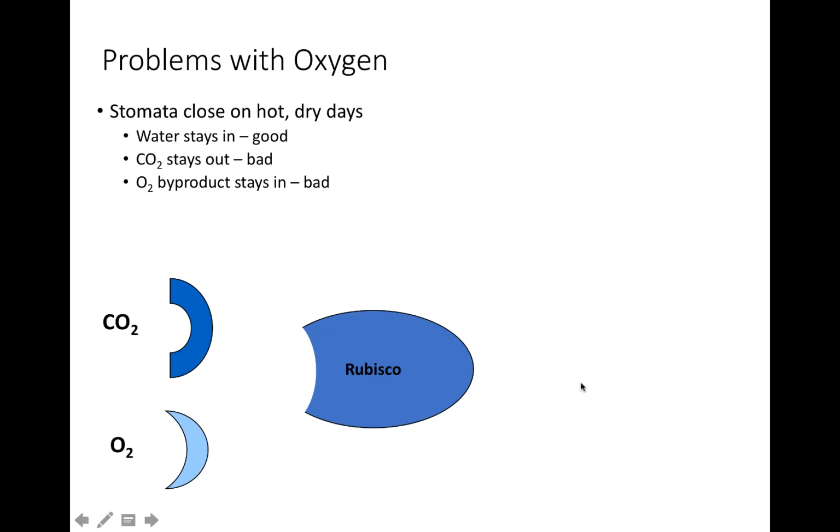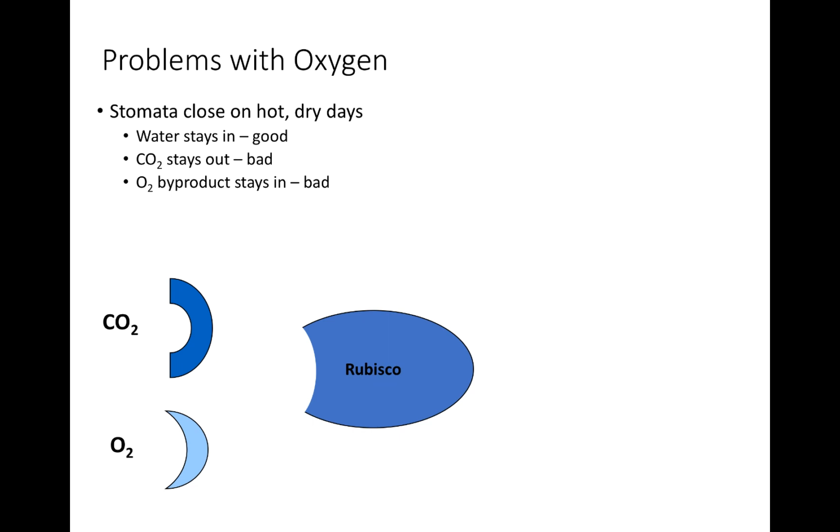Okay, so problems. Now, if the stomata is closed on a hot, dry day, the water stays in, which is a good thing. However, CO2 stays out, which is a bad thing, and oxygen, the byproduct, stays in, which is also bad. So why is it bad? All right, this is why it's bad.